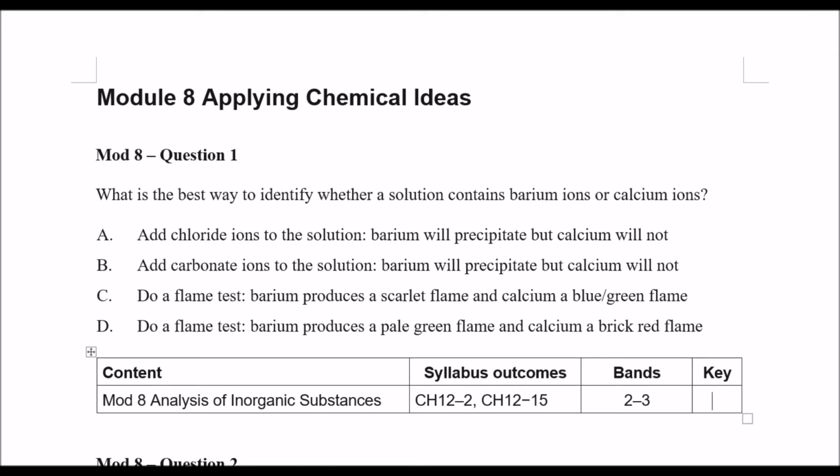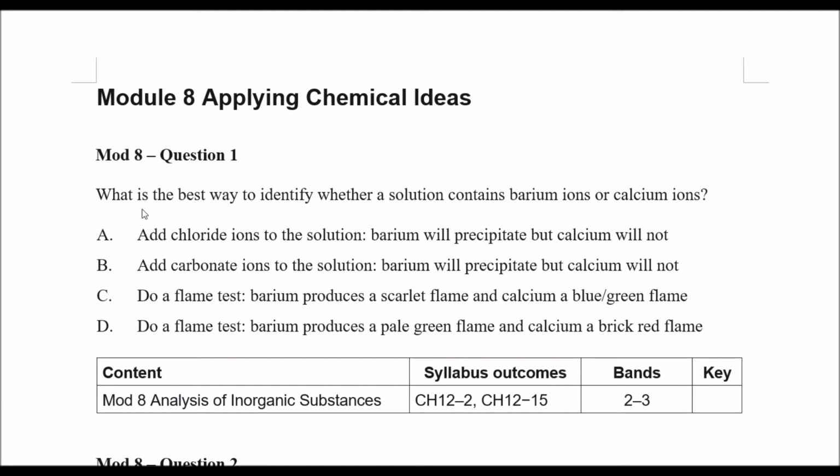Today we're going to be explaining some multiple choice questions of Module 8 in chemistry. There's about 9 questions in total. As you know, Module 8 is about applying chemical ideas. So let's get on to it and see what the answers are.